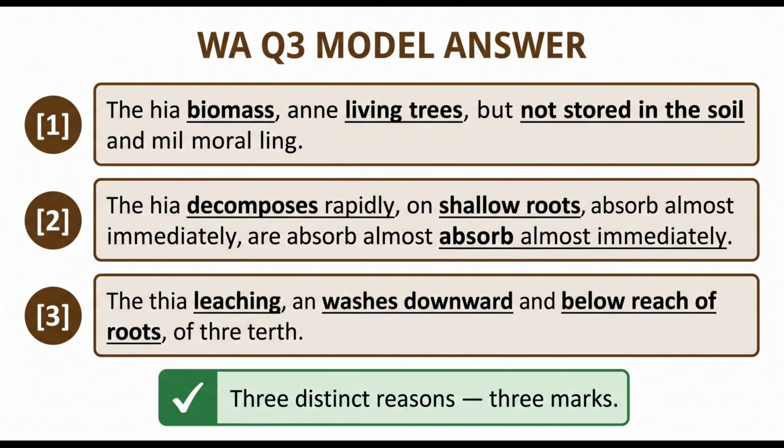3 distinct points. 3 marks. Check that you named all 3 separately. Biomass storage, rapid root uptake, and leaching. If you merged any 2 into a single sentence, rewrite them as separate points.